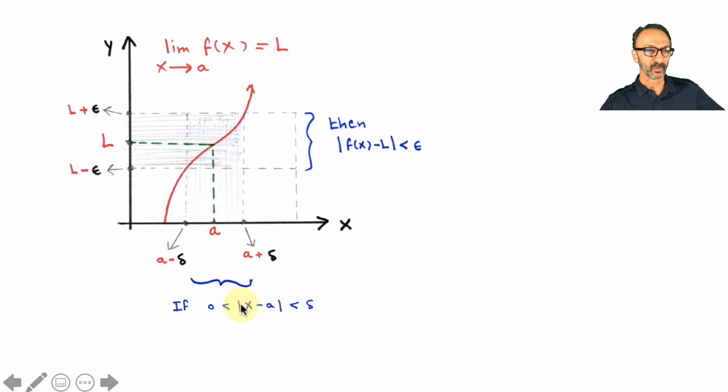Now, this one says greater than 0, that means the distance is more than 0, so you can't pick A itself. We're looking at the limit, we're not looking at A itself to be involved.